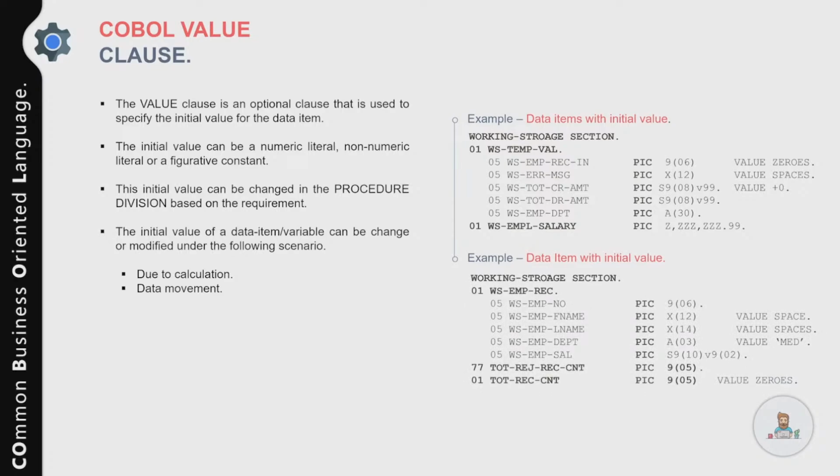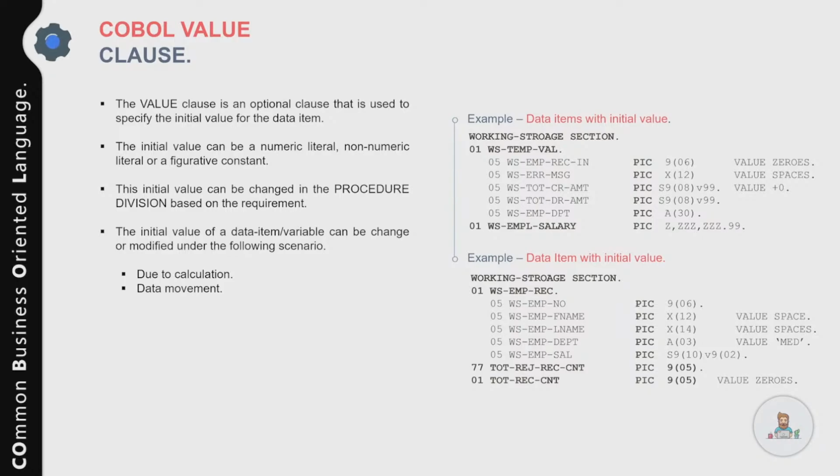So this is how you can use the VALUE clause to assign an initial value to the variables that you define. In our next example, we have a group variable, that is WS-EMP-REC, and there are elementary items defined under that particular group item. If you notice, first name and last name are defined as X of 12 and X of 14, and we have assigned an initial value of space and spaces.